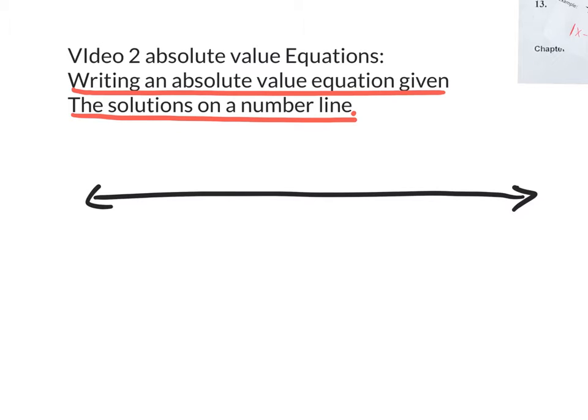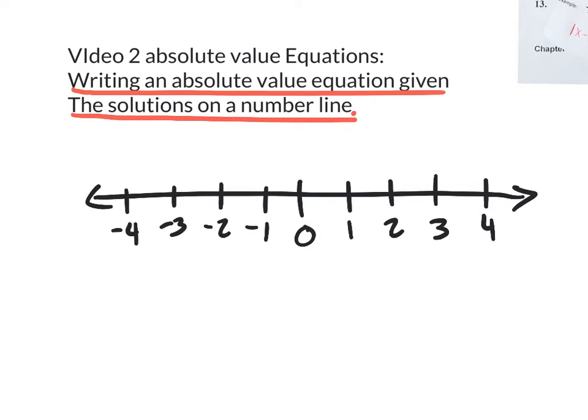So this is video 2, solving absolute value equations, but this time in this section we are writing the absolute value equation given the solutions on a number line. Let me first draw a number line. And ladies and gentlemen, what if my answers were -3 and +3? What kind of absolute value equation would give me those answers?